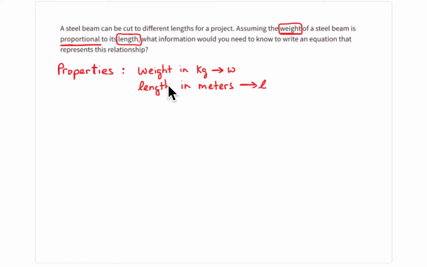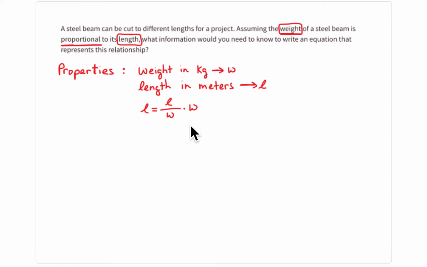And so we're going to use W as weight in kilograms and L as length in meters of the steel beams. And so you can begin to write that relationship as the length is equal to the length per weight times the weight. And so this goes back to what we were doing earlier, is that if you're given two properties, the relationship that connects those two properties is the ratio of those two properties. So length is equal to length per weight times the weight, or the weight is equal to the weight per length times the length. So you can write the reciprocal of this relationship.